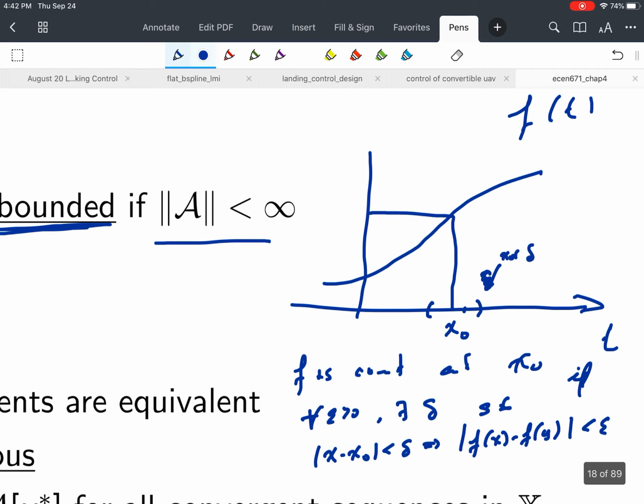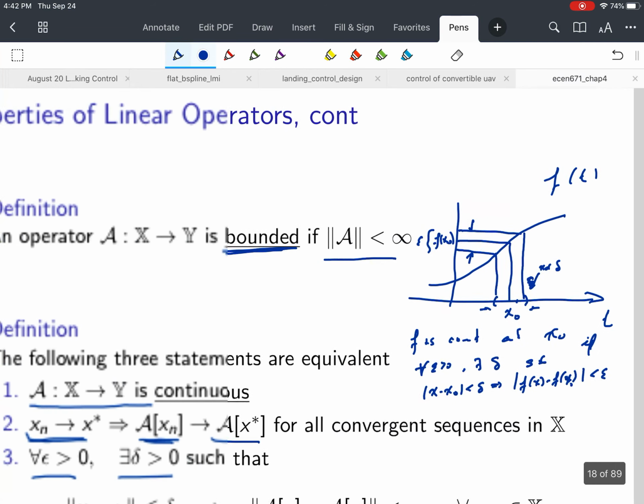So in other words, you have over here f of x naught. So this is f of x naught. So if it's continuous, a little delta ball on the t-axis gives you, or I guess this would be your epsilon ball. So you can pick any epsilon, so that when epsilon becomes small, it turns out that the delta ball becomes small.